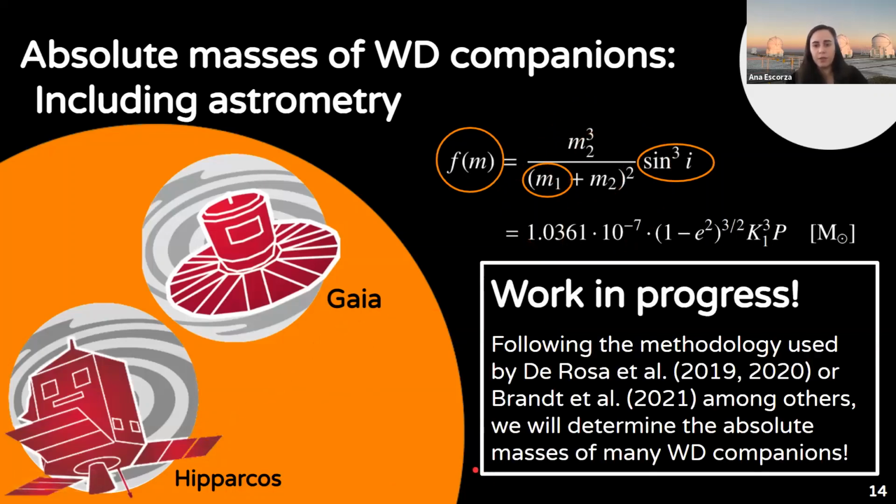We are following the methodology used by Rob De Rosa and Timothy Brandt and other groups, who normally use these to determine the mass of planetary companions of these types of stars, planets in wide orbits. And we are just using their methodology in order to get the white dwarf mass.